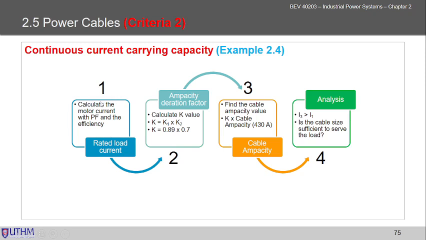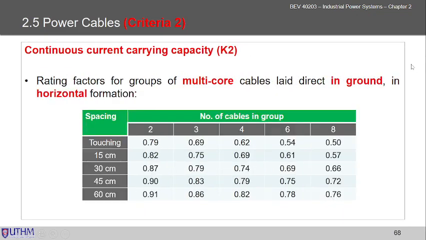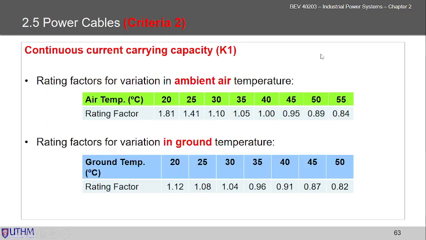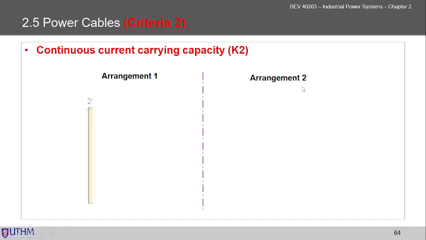Once we obtain the motor current, which we call the rated load current, now we shift to the ampacity derating factor. Since our cable is laid in air, what we need to consider is only K1 and K2. Here I have written down the K1 value 0.89 and K2 is 0.7. Let's check K1: the ambient temperature is 50, so it is 0.89. Correct. And K2, it is touching each other.